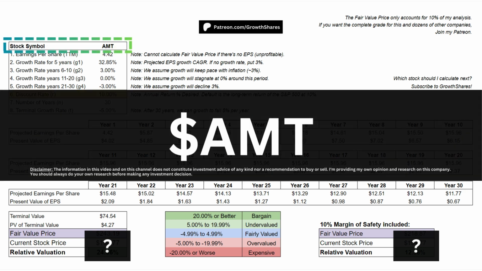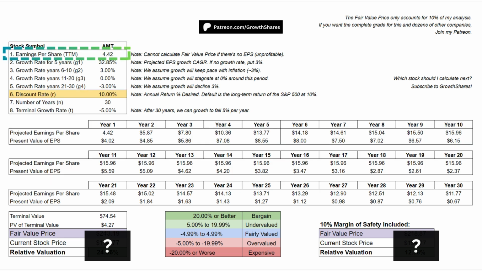In this video, we're going to calculate the fair value price and determine if it's a good stock to buy right now. First, we're going to get some data. One of the most important data points you need to get is the earnings per share over a trailing 12 months. That's our starting point. This means calculating an unprofitable company is pure speculation at this point.